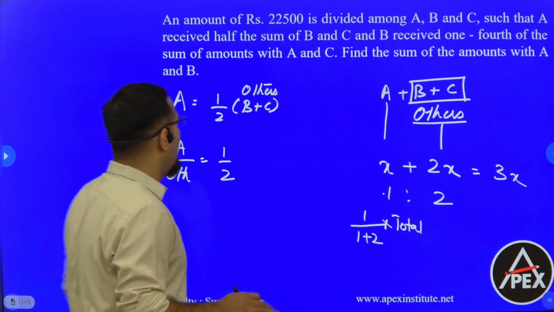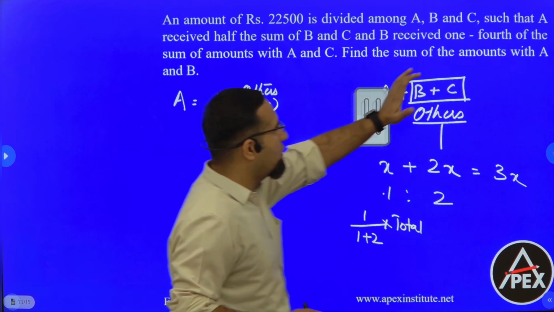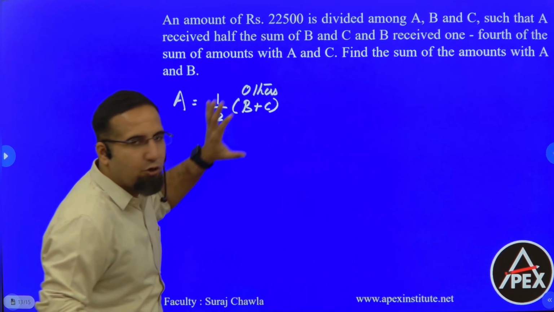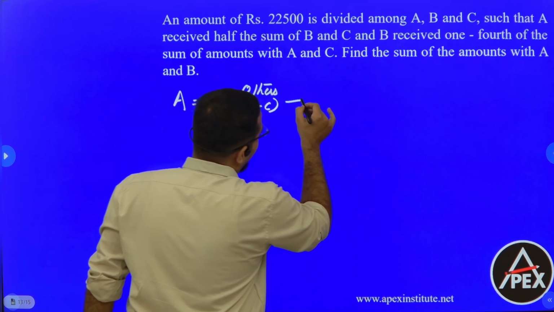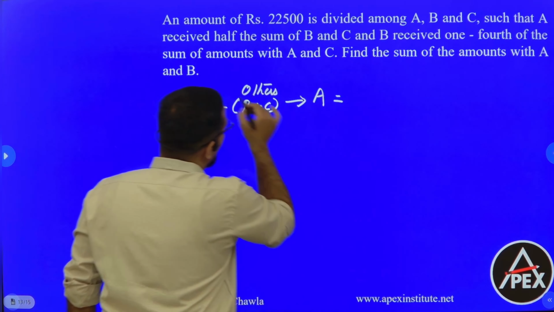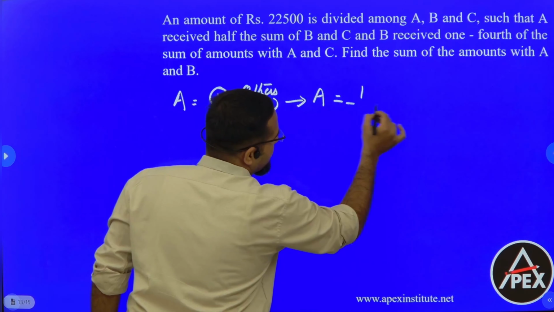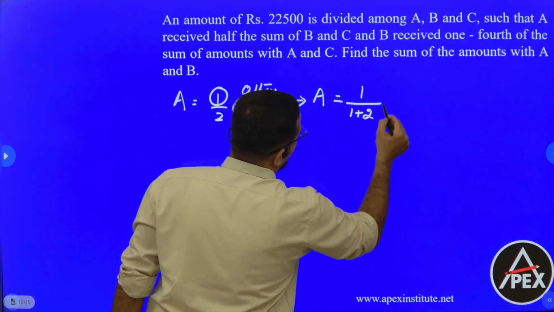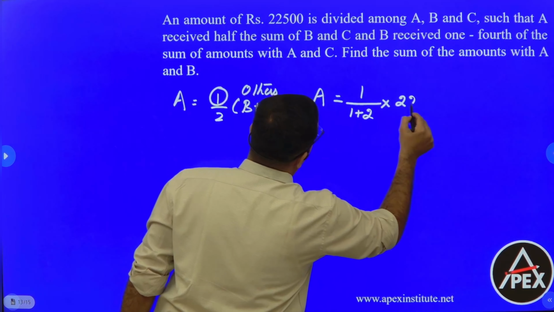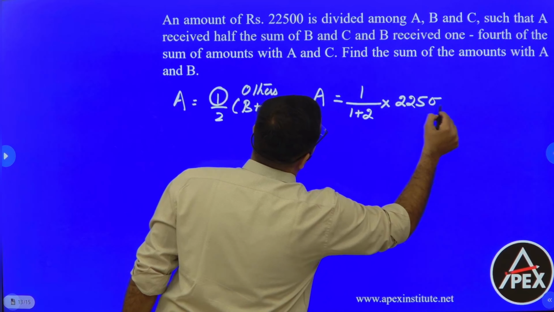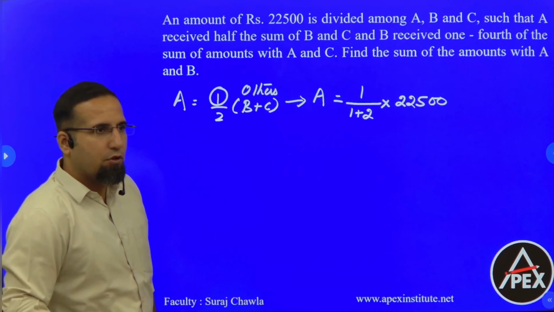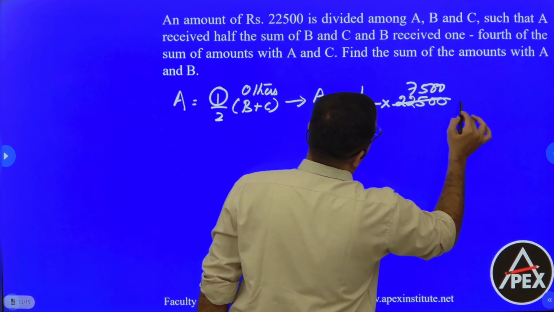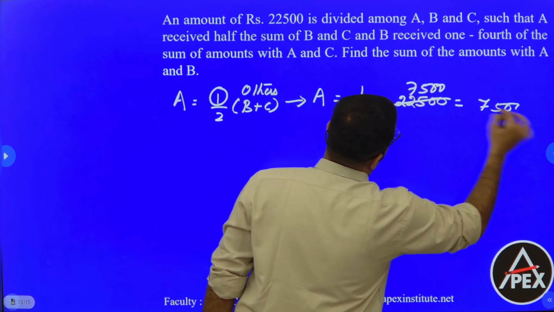So always remember, whenever we are given these kind of ratios, if A is equal to 1/2 of others, I can rewrite this as A is equal to, keep the numerator as it is, add the numerator to the denominator, and instead of others we can write total. And what is total here? Total is 22,500. So this becomes 3 into 7,500. So therefore this becomes 7,500.